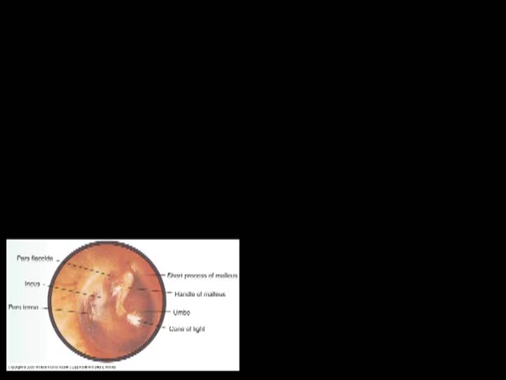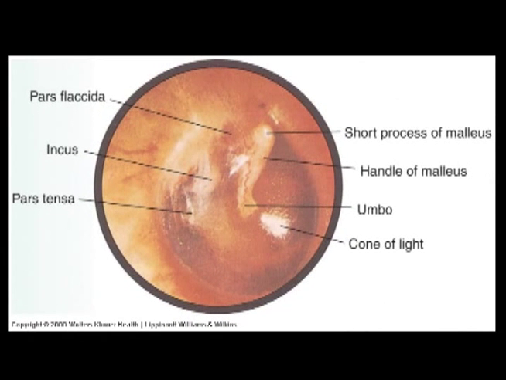Observe for the following normal landmarks: short process and long process or handle of the malleus, umbo, and cone of light. The pars tensa occupies the lower 4/5 of the membrane, and the pars flaccida occupies the upper 1/5. The two parts are separated by anterior and posterior folds.